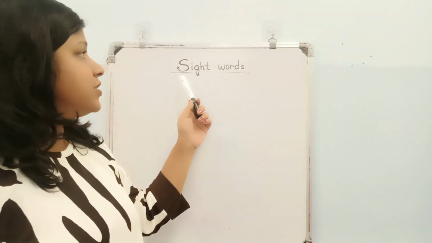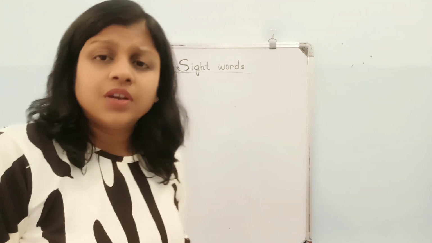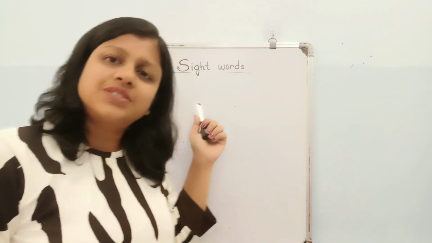Today I will teach you sight words. There are certain words in English which we have to see and read. We can't sound them out. Such words are called sight words, means see and read. Let's look for some words.